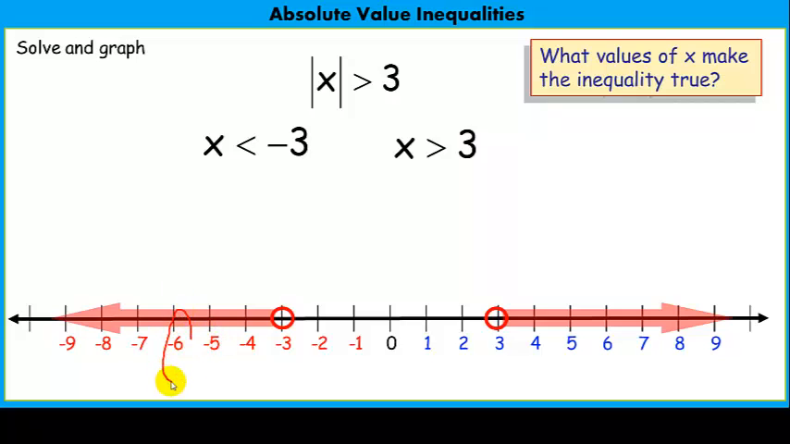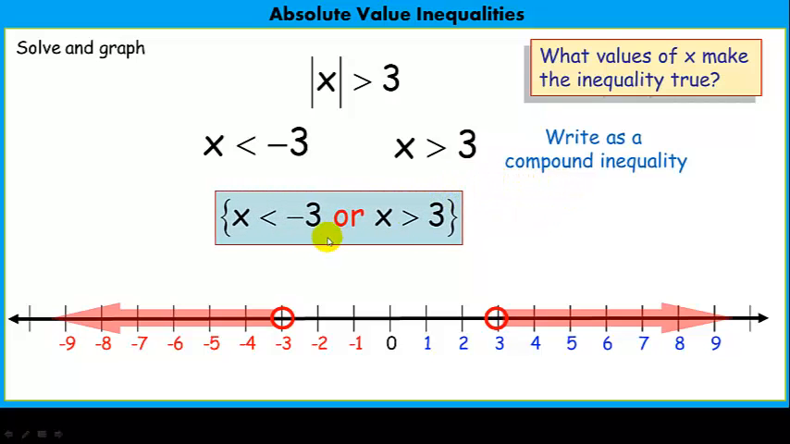Again, just take an example. How about negative 6? If I plug negative 6 in there, the absolute value of negative 6 is 6. Is 6 greater than 3? Absolutely. So now this is, of course, a case of the OR type of inequality. And written as a compound inequality, we would have this: x is less than negative 3 or greater than 3.